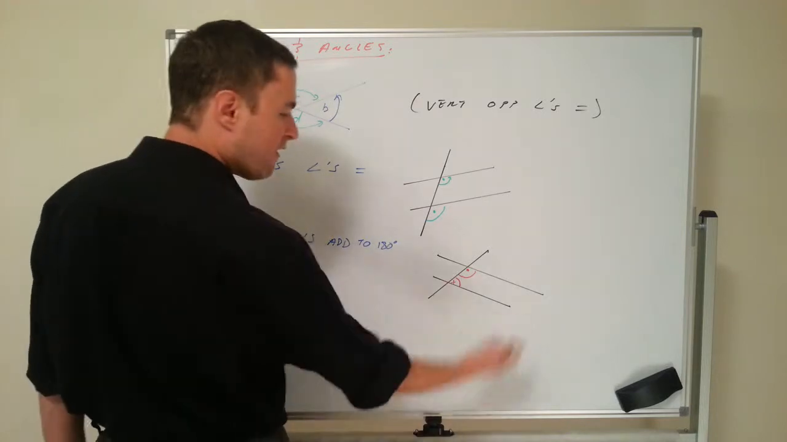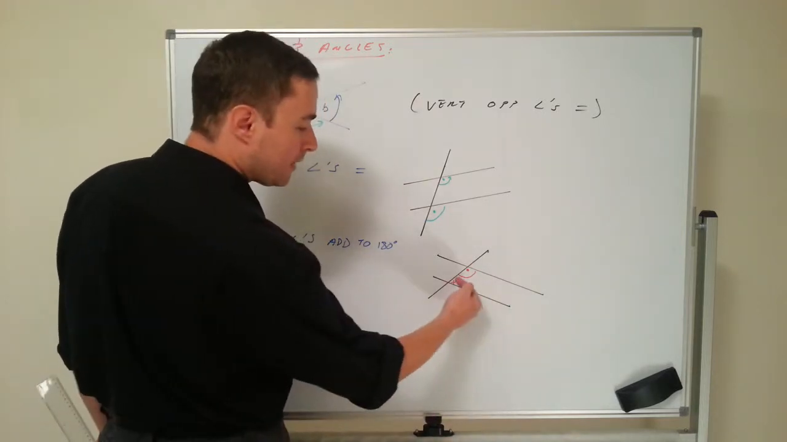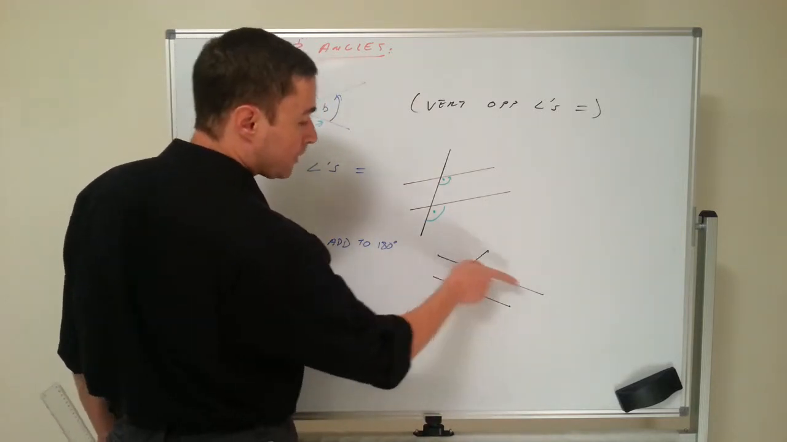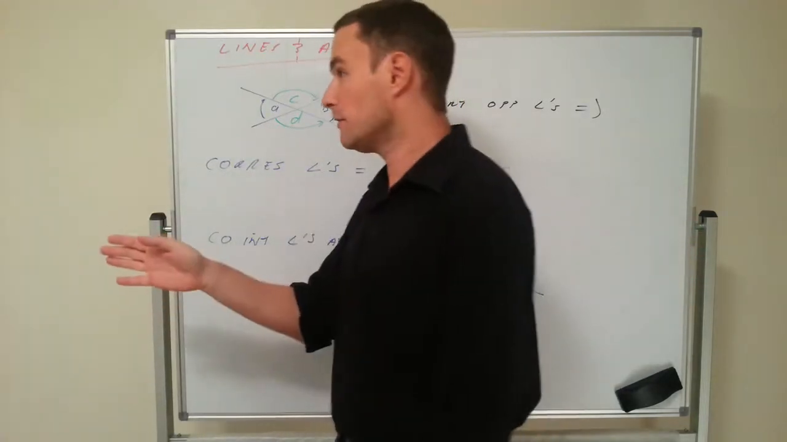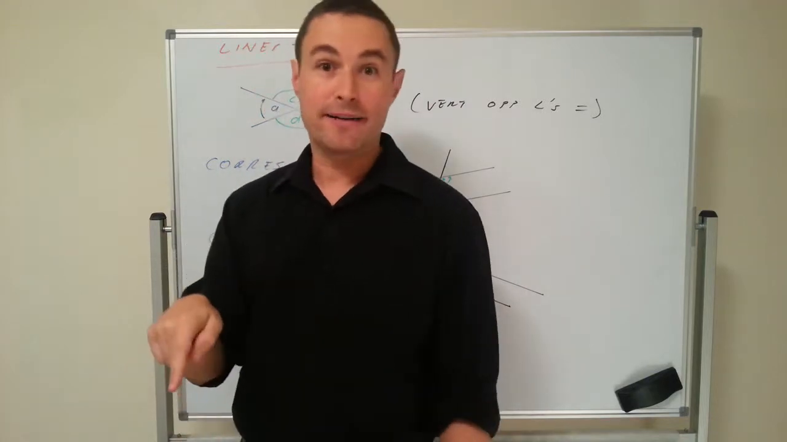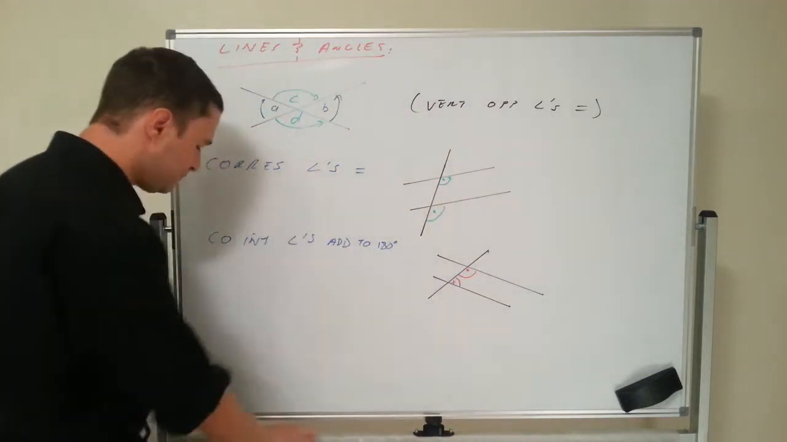Another way to think of it, if I was a little ant and I was walking in there and I turned around and walked back out, how far have I turned? Well, I've walked in, I've turned around, how far have I turned? I've done 180. Okay, another way of thinking about it.